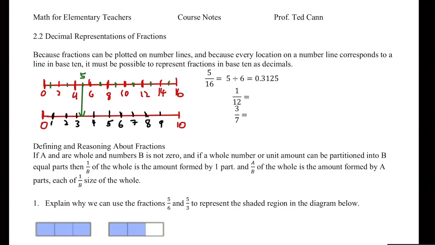Oh, a little typo for somebody. That should be 16, right? 5/16, because 5/6 is definitely not 0.3125, right? So what we're going to do is take that 5 and divide it by 16.